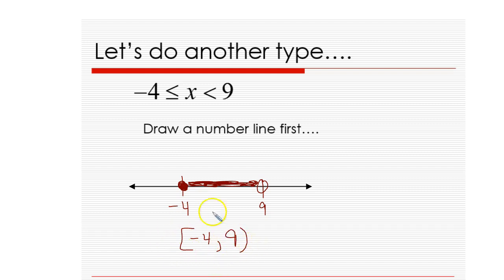So as we start talking about domain and range, we want to remember that when we write things in interval notation, these are the things that we have to think about. Do we use a bracket? Do we use a parentheses? And how would we write our answer in interval notation?